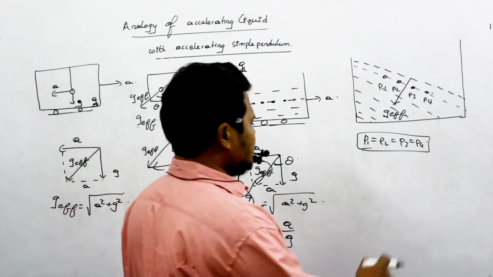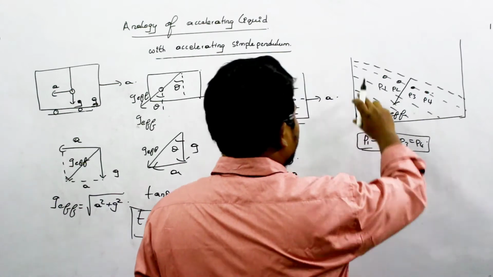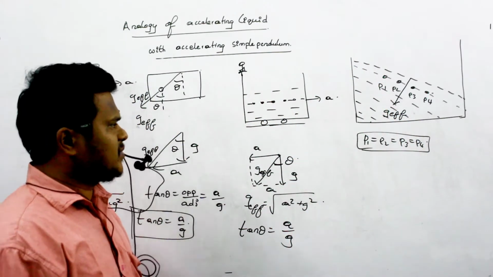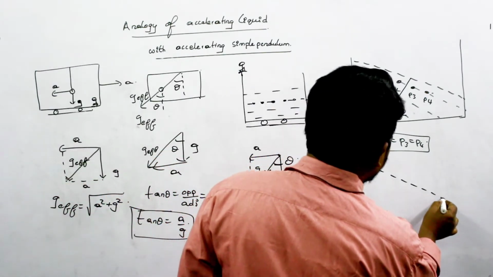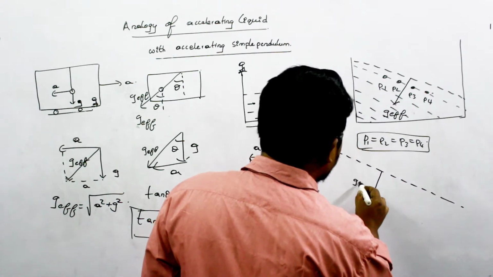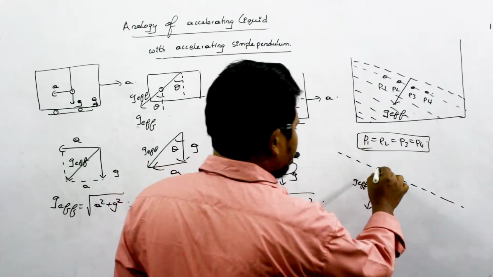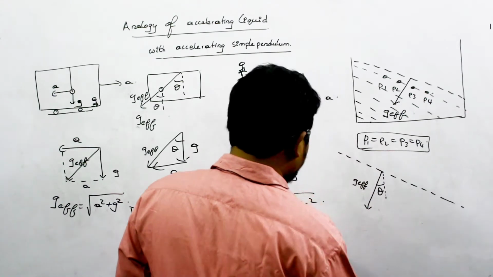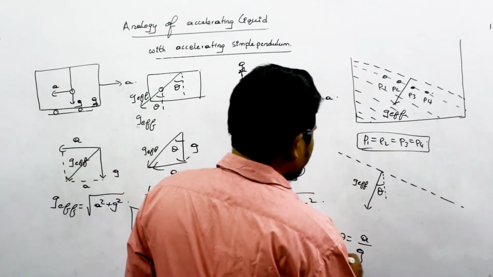So now let us see how we can calculate the relation between length of this tank and height of the liquid column, again in terms of angle theta. So this is the liquid column which we are taking here. This is the direction of g effective, which is exactly perpendicular to the liquid column. And here if I draw a vertical line, this should be angle theta, and already we have calculated tan theta should be equal to a by g.